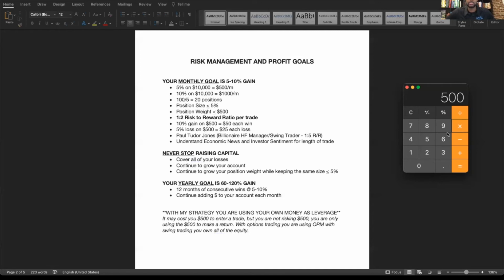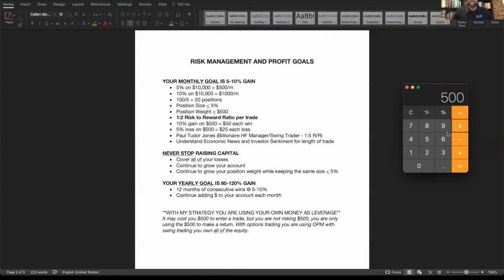All right, so a 10% gain on $500, that's a $50 win each trade, right? So if I take 5% of my $10,000 account and put $500 into one trade, and I'm looking at my risk to reward ratio, and I'm going to risk 5% of my $500 in an attempt to gain 10% of that $500, I am now putting myself in position to potentially gain $50 profit. Or if I'm completely wrong, I'm only going to lose, I'm sorry, $25 of my $500.